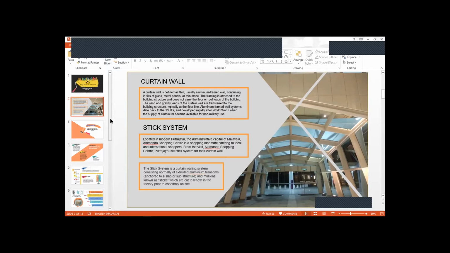Aluminium frame wall systems date back to the 1930s and developed rapidly after World War II, when the supply of aluminium became available for non-military use.